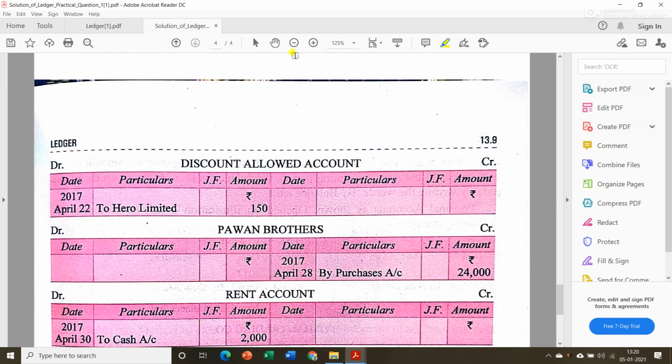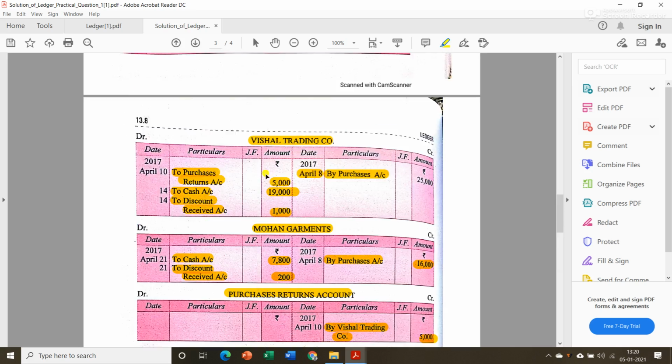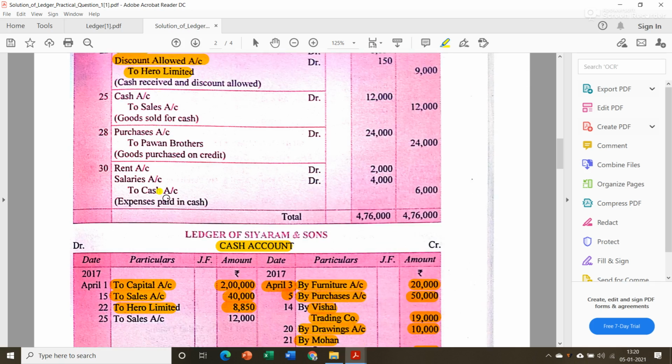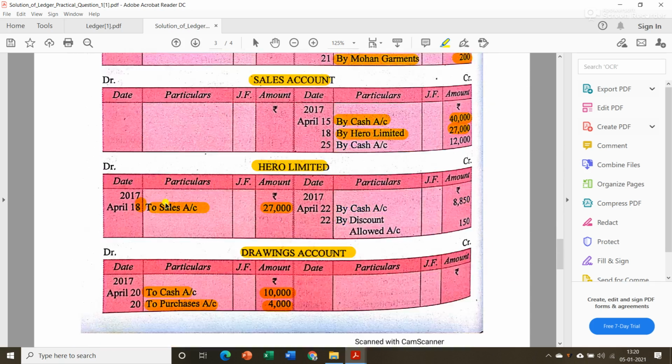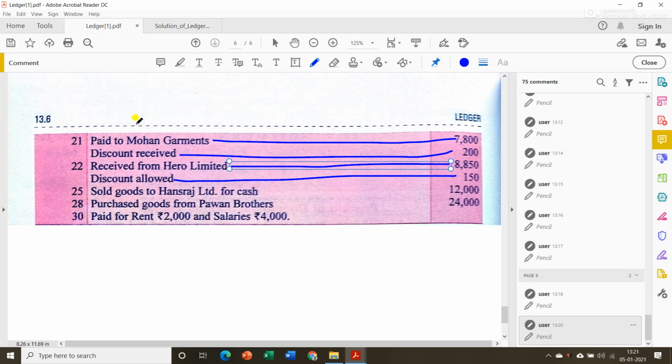No, we didn't have discount allowed account, so we will prepare discount allowed account, and in here we will write to Hero Limited 150. Then next account that we have in our journal is Hero Limited. Do we have Hero Limited account? Yes, here. So in here we will write by cash account 8,850 and by discount allowed account 150. Now let us see the next transaction.